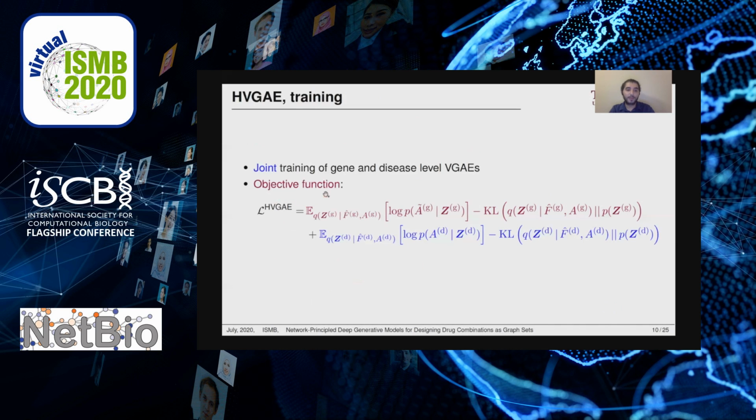Finally, the objective function will be the reconstruction loss for genes, the reconstruction loss for diseases, and the KL distance between the prior and variational posterior in genes and diseases. And this loss function will be optimized based on Adam optimizer.